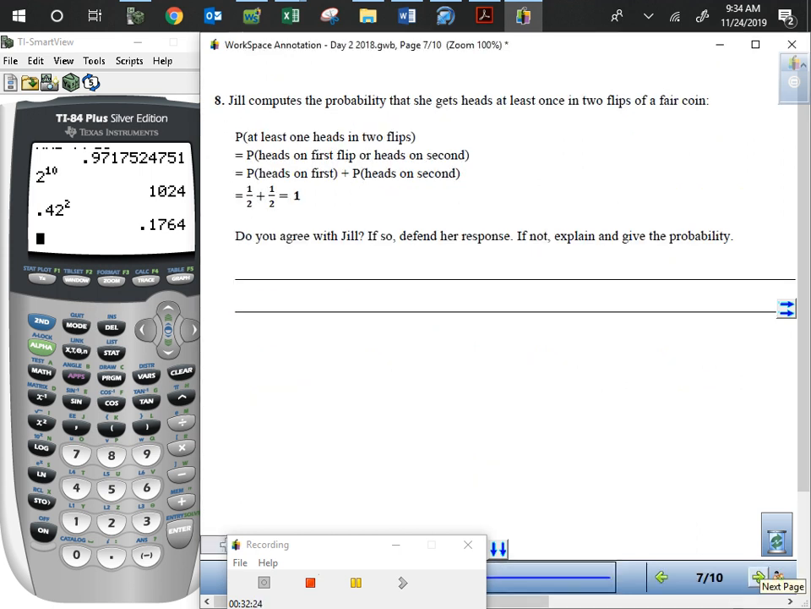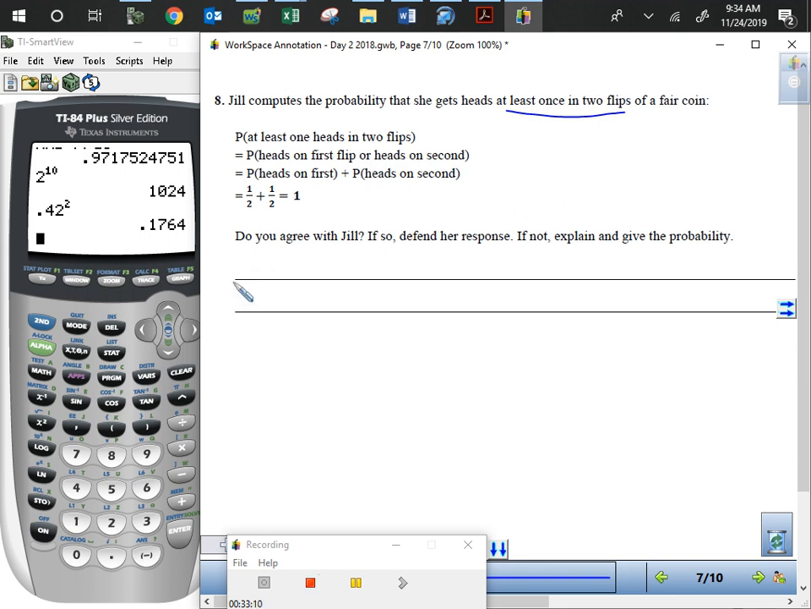Last couple here, it says Jill computes the probability that she got heads at least once in 2 flips of a fair coin. So at least once. And here's how she did it. She took the probability of heads on the first one and the probability of heads on the second one, because at least one means the first or the second flip, and OR means add, and she got 1. So I want you to pause the video and tell me if you agree with Jill. If so, tell me why. And if not, explain why not, and then give what you think the probability should be instead.